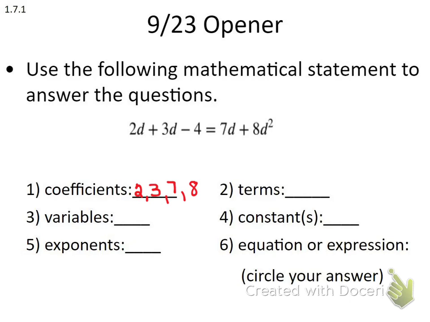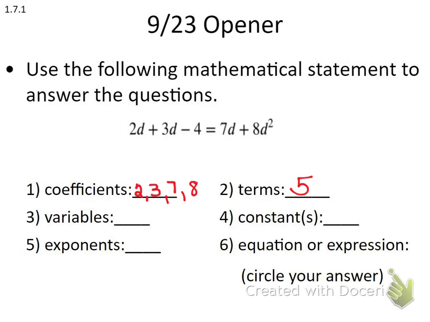Okay, the second question it's asking us is to identify the terms. What are the terms? Or, instead of telling me what the terms are, how many terms do I have? 5. How do you identify what the terms are? There's anything with a number between it, or like a plus. Yeah, so basically, it's any number variable or number variable combination that's separated with an addition, subtraction, or equal sign.